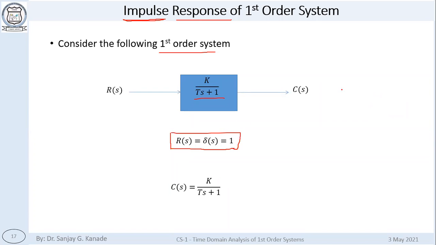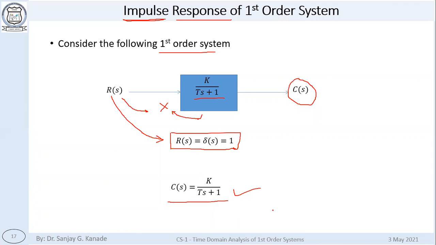So in this equation, you can see R(s), as it is the Laplace transform of the impulse signal, is equal to 1. So what is the value of C(s)? C(s) is equal to this function multiplied by this function, right? The multiplication of the two is just C(s). So C(s) is equal to K upon Ts plus 1. But this is only the transfer function, right? This is nothing but the transfer function. Nothing has changed.